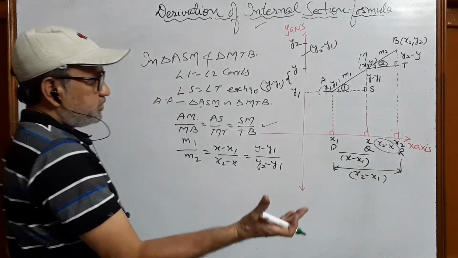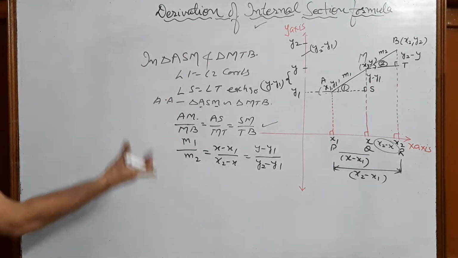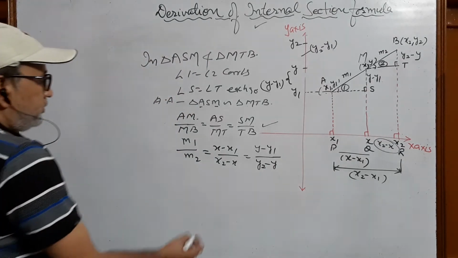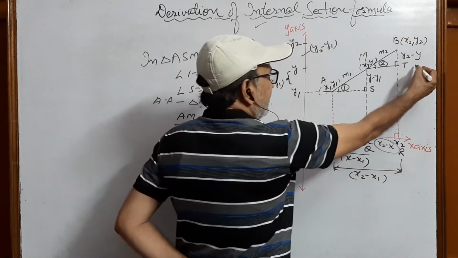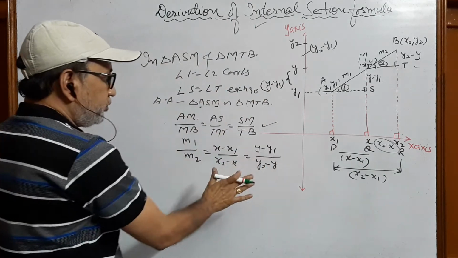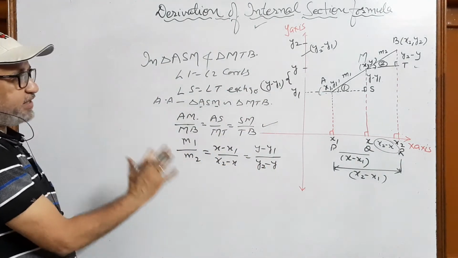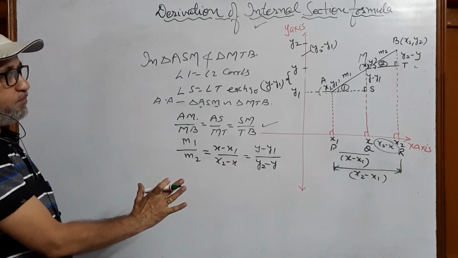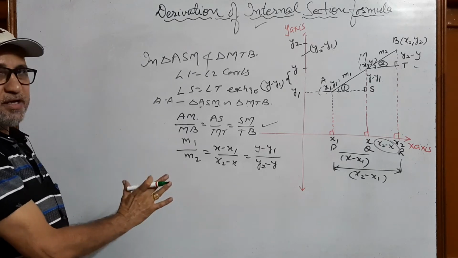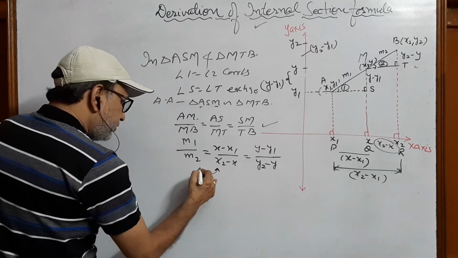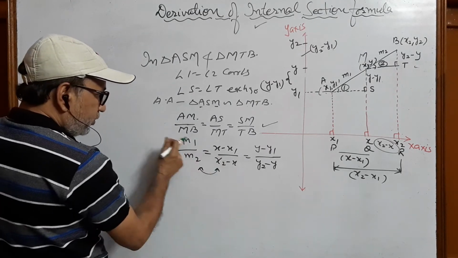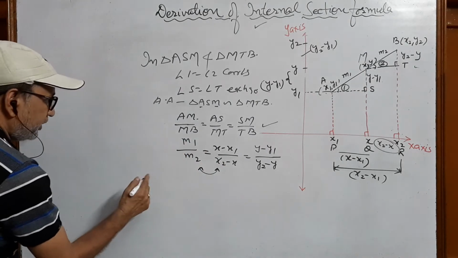Just give some time and try to watch it once again. So TB is Y2 minus Y. Simply pause the video and watch it once again, and try to understand. Now simple cross multiplication, first two. Simply cross multiplication, nothing else.